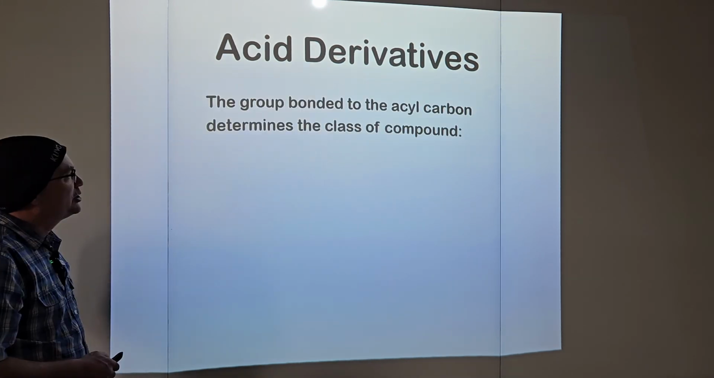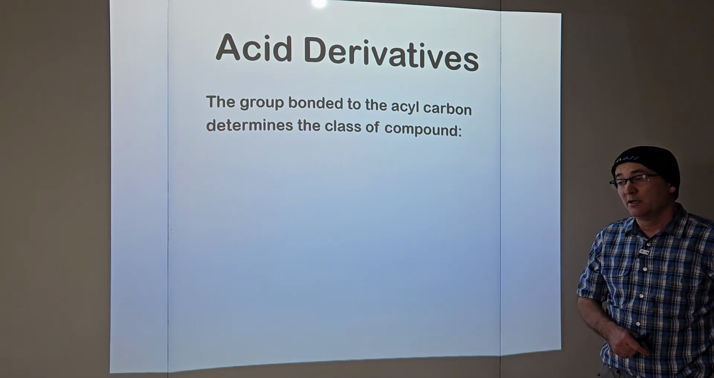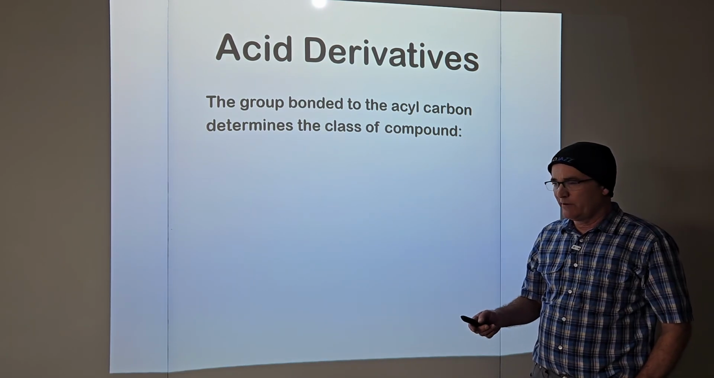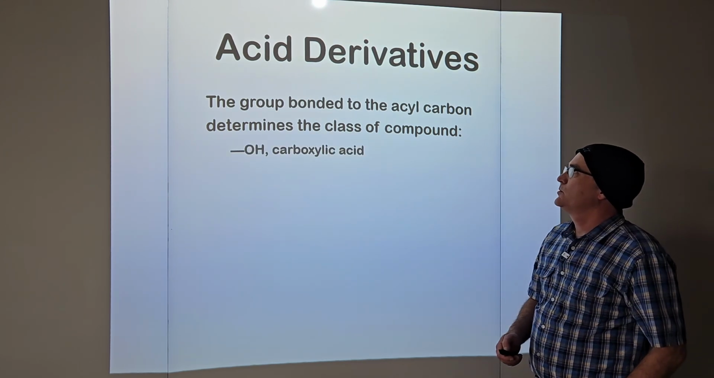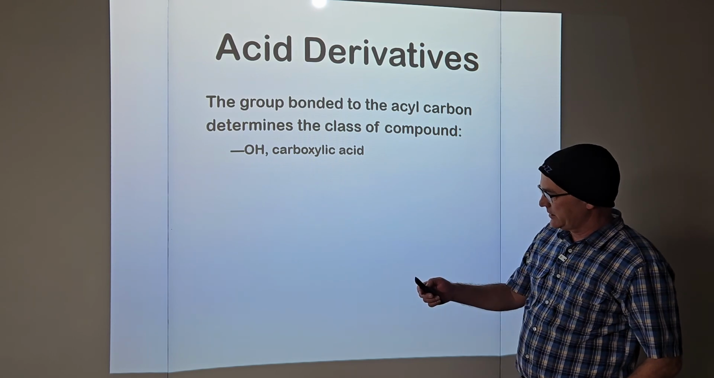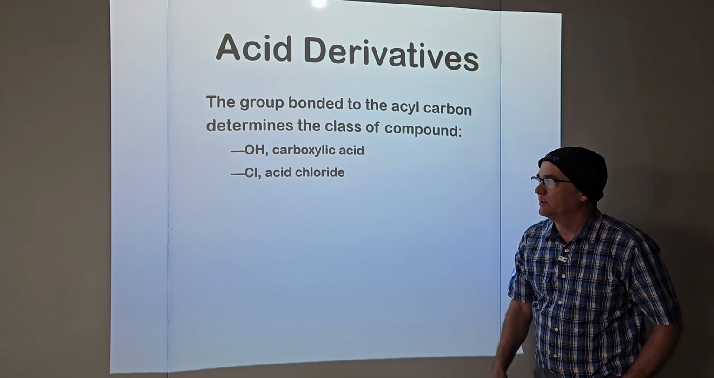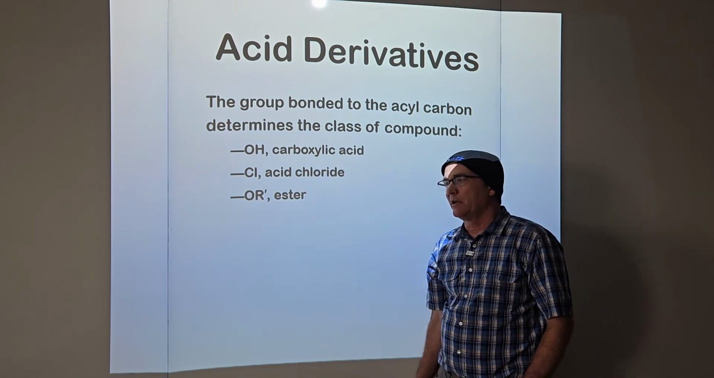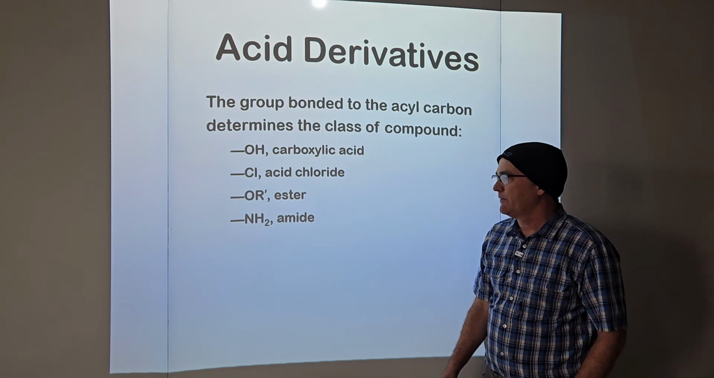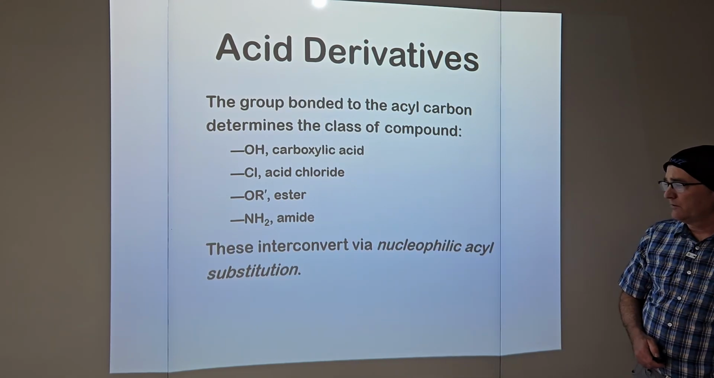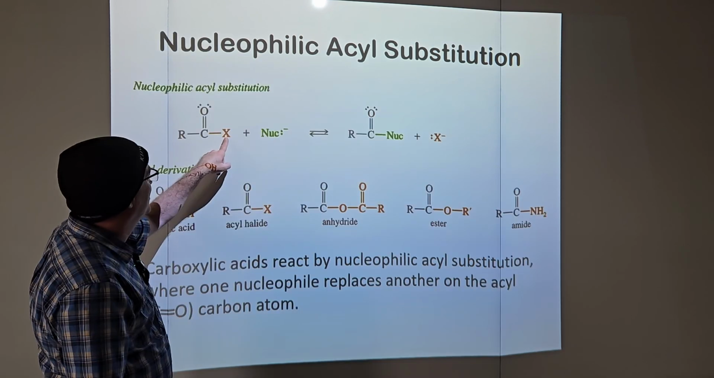It's not too important. The group bonded to the acyl carbon determines the class of compound. Some of these we've seen before, maybe some we haven't. When we have an OH bonded to a carbonyl carbon, we have a carboxylic acid. If we have a chlorine, we call it an acid chloride or acid bromide. When we have an alkoxy group, we have what we call an ester. When we have nitrogen, we have an amide. These interconvert via nucleophilic acyl substitution.